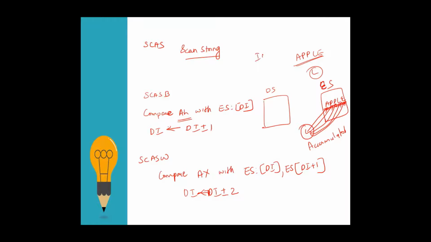Suppose, for example, you want to find out whether E is present in the string. What you will do? You will put E in the accumulator and then you will compare E with every position in your destination register. So for that, you will be using the scanner's instruction. Again, that has a byte version and a word version. Did everybody understand the purpose of the scanner's instruction? Yes, ma'am. Okay. So these are all the different categories of string instructions.